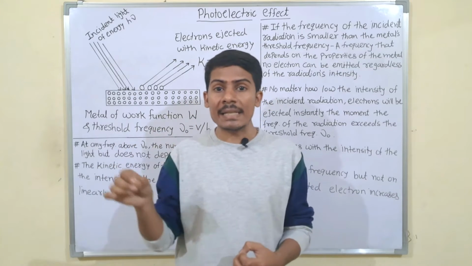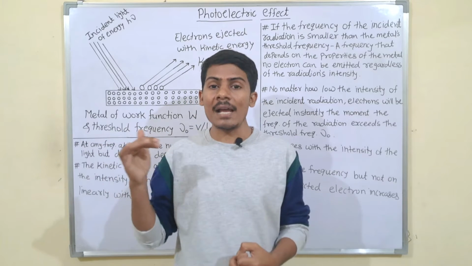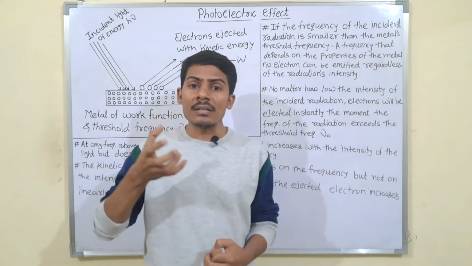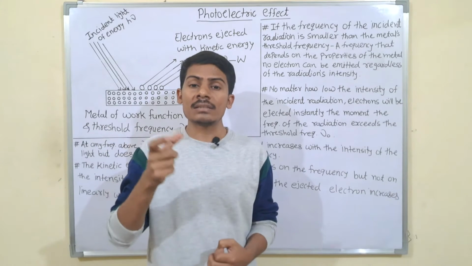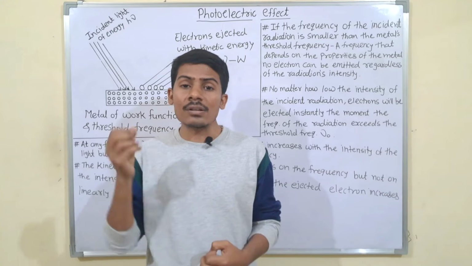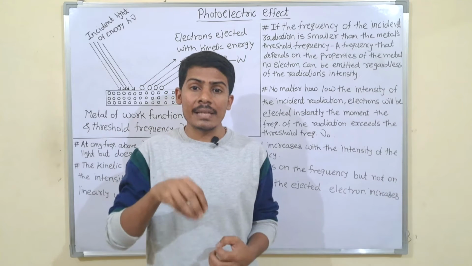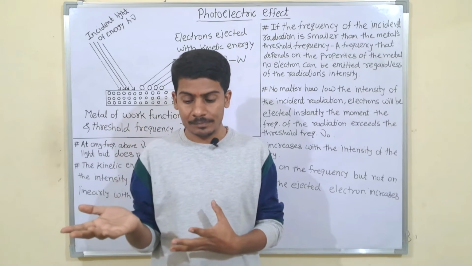Hertz in 1887, and he described that electrons were ejected from the metal surface by incident light on the metal, so emission of electrons was formed from that metal.